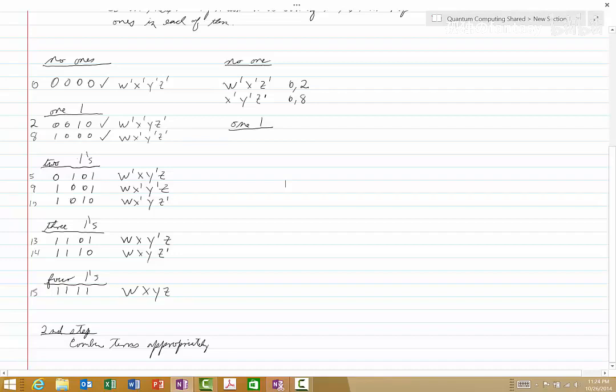But now 2 and 10, these differ by 8, which is a power of 2, so we expect that 2 and 10 can be combined. And if you look, indeed they can be, because they are the same in the z location, the same in the y location, the same in the x location, and they differ only in the w location. So w will drop out, and we'll be left with 0, 1, 0, which is x prime, y, z prime. So we have x prime, y, z prime. And that's using 2 and 10.